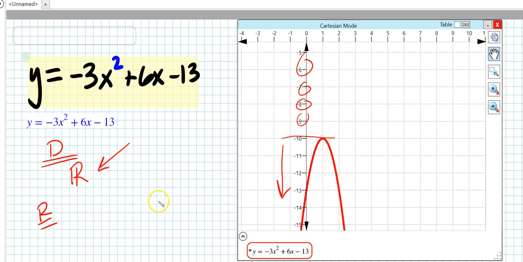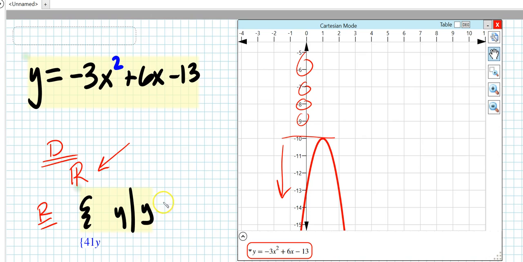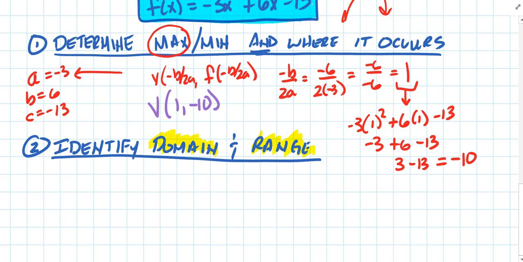So therefore, one way we could represent the range is we could say it is the set of all real numbers y such that y is less than or equal to negative 10. That's one way that we could do that. So all real numbers y such that y is less than or equal to negative 10. So basically anything that is smaller than negative 10 is going to work for us. So that's one way that we could represent the domain and the range for this function right here.